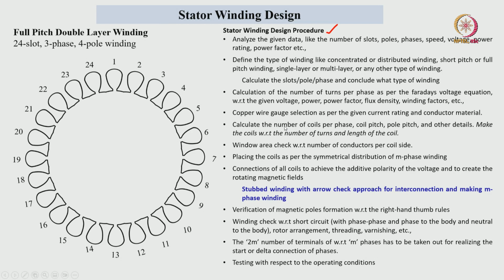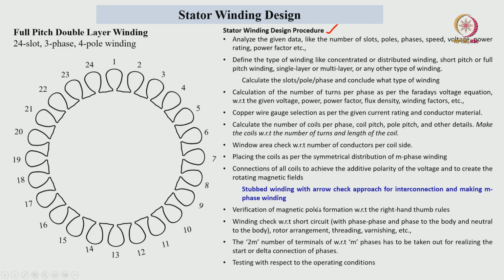After making the coils, let us say it is double layer winding, how many coils will come, either 24 or 48? Here we are considering 24 coils, which means we have to make 24 coils. After making the 24 coils, with respect to the coil pitch, place all coils in a symmetrical manner and connect the coils with an additive polarity by utilizing the stubbing and arrow check approach.